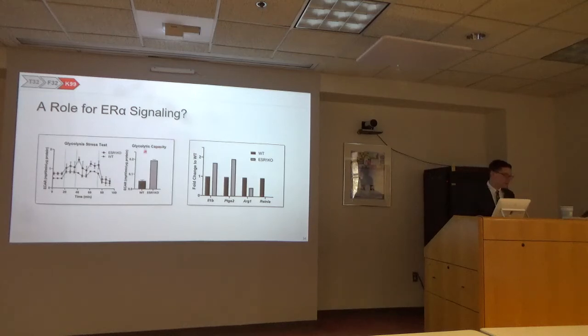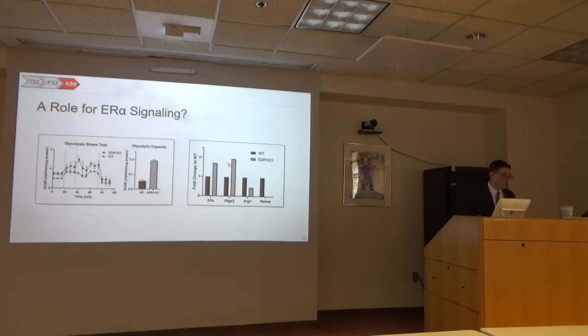So what I saw was that the glycolytic capacity of those estrogen receptor alpha knockout macrophages was actually higher than in the wild types, suggesting some sort of pro-inflammatory activation, since we know pro-inflammatory macrophages rely on glycolysis.